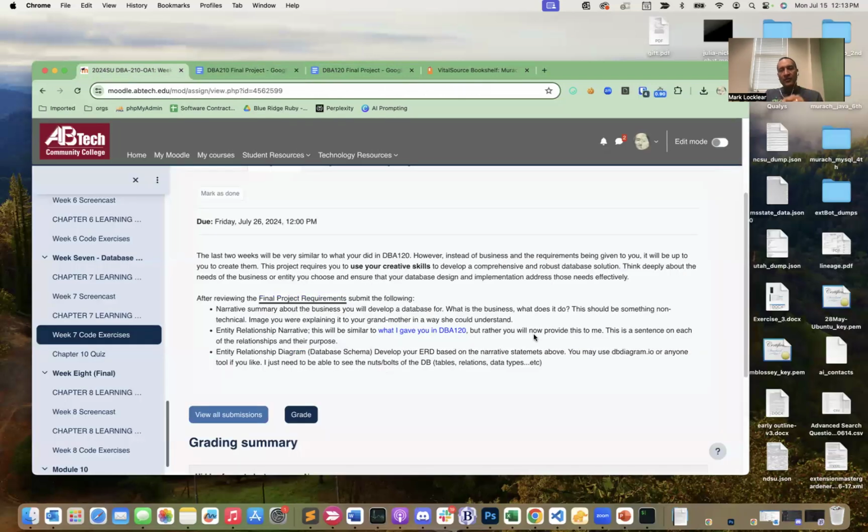So the goal for week 7 is to just give me these things, this narrative summary. Again, this should be a non-technical description of what the business is and maybe what the database is going to look like. And I think I put a note here: imagine you're explaining it to your grandmother in a way that she could understand. That's probably a bit of a stretch, but you get the picture. It should be non-technical.